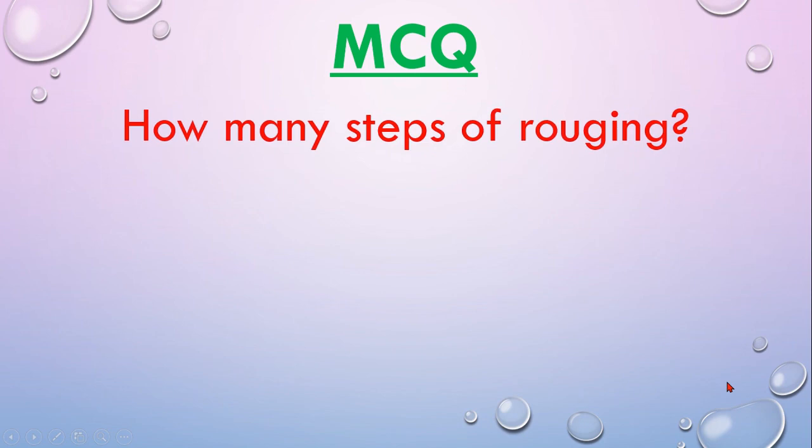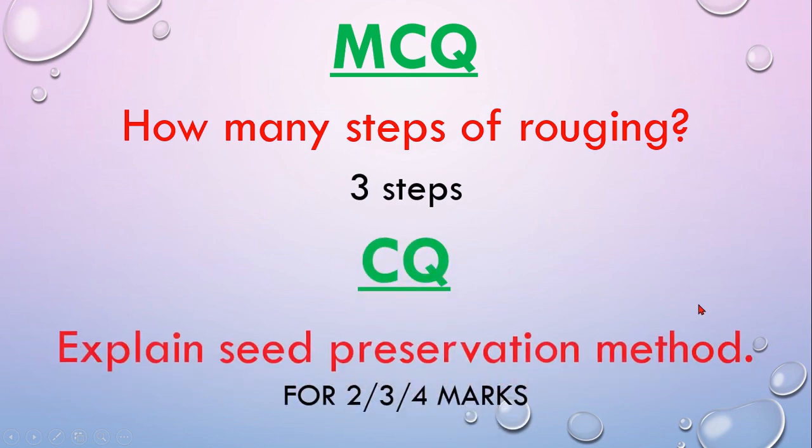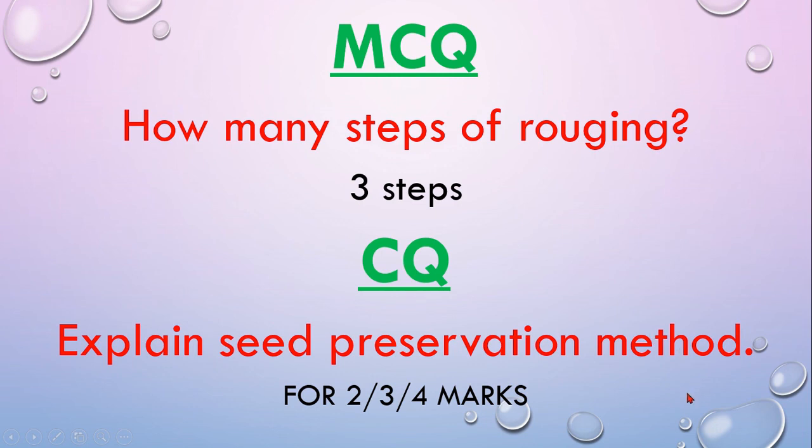So from this lecture you can get this type of MCQ, like how many steps of rouging. There will be 3 steps. And creative questions like explain the seed preservation method. It might be for 2 marks, 3 marks and 4 marks.